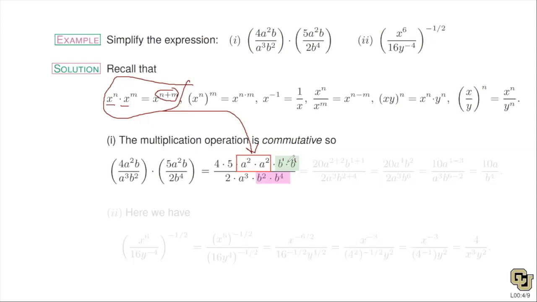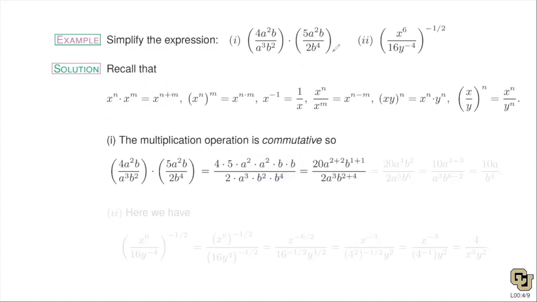So b times b, that's going to be b to the 1 plus 1. And here, b squared times b to the 4th, that's going to be b to the 2 plus 4. You see right here, using this rule. So now I'm just doing the math in the exponents, doing all these little sums. And so here's what I get. Technically speaking, we're done. We've done the multiplication that they asked us to.